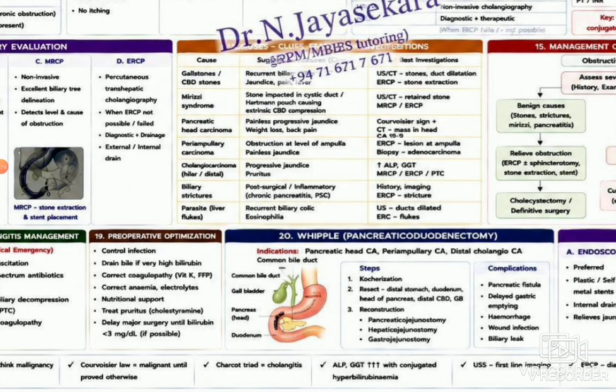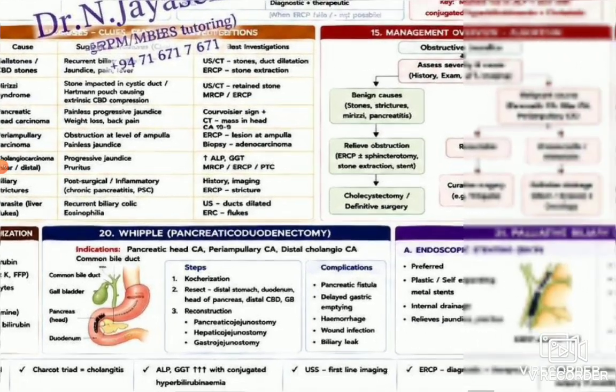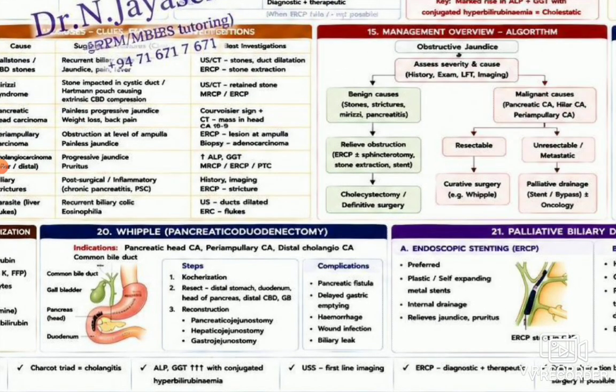Key point 5. ALP and GGT rise markedly in obstructive jaundice. Key point 6. Ultrasound scan is the first line imaging. Key point 7. ERCP is both diagnostic and therapeutic. Key point 8. Always relieve obstruction before major surgery if possible.